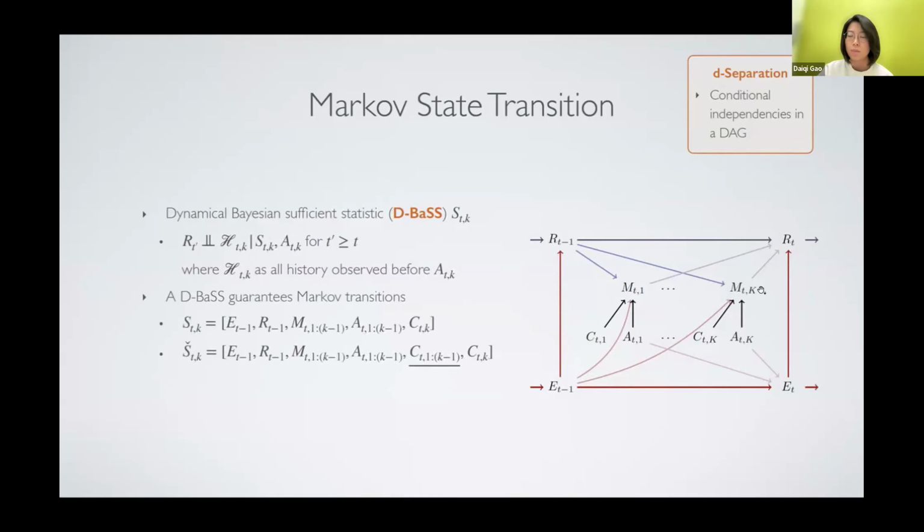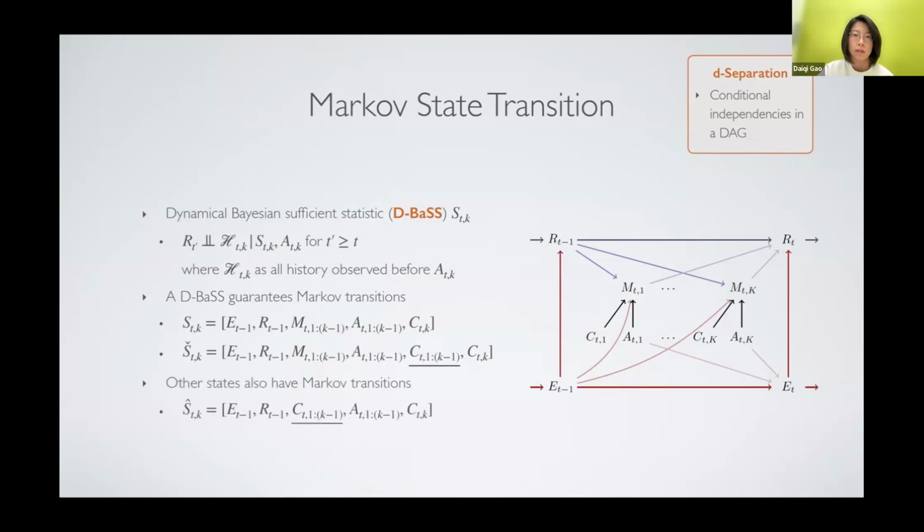In this HeartSteps example, suppose we are choosing the last action in a bag, then the state can be the reward and engagement in the last bag, the mediators and actions in the current bag but previous time points, and the current context C. Another sufficient statistic could also include the previous contexts.